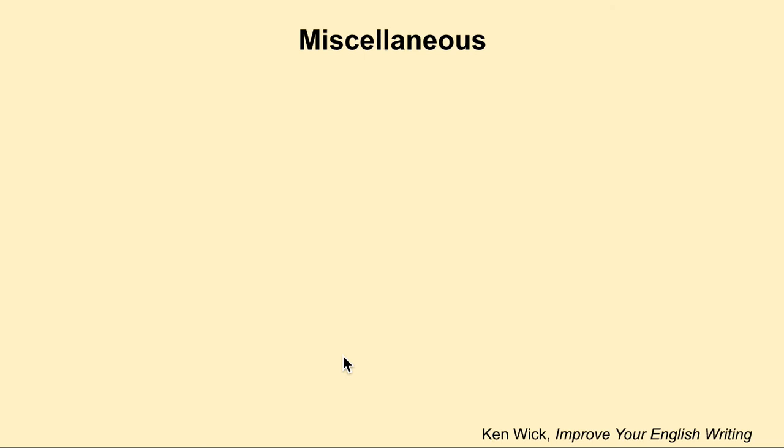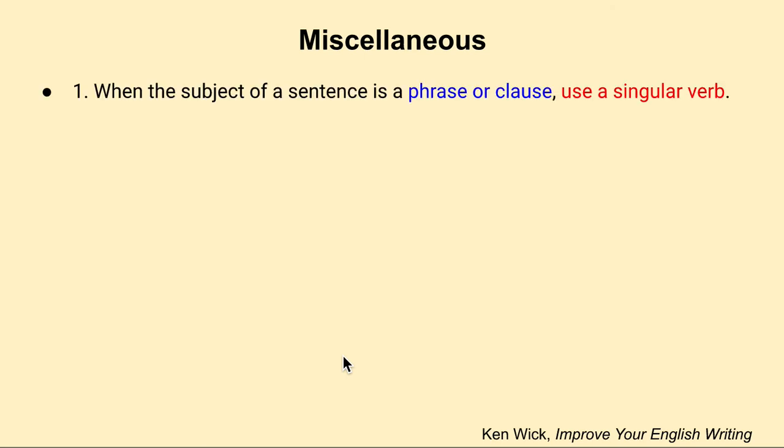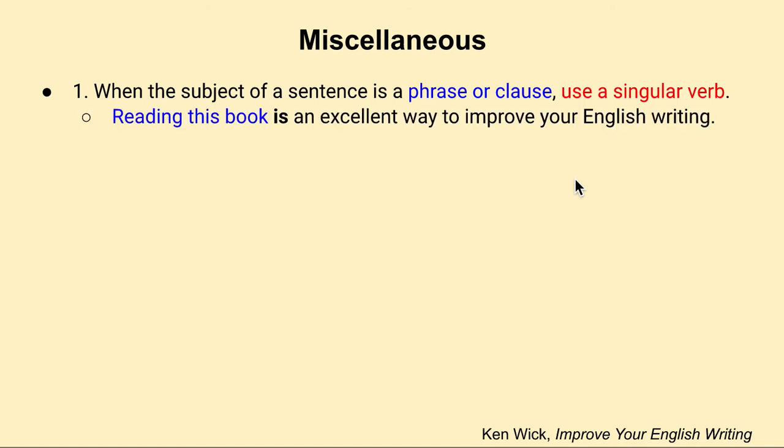Now let's just talk about two more miscellaneous topics. First is when the subject of the sentence is a phrase or clause, use a singular verb. So an example would be reading this book. So reading this book is a subject. Then we use a singular verb. Reading this book is an excellent way to improve your English writing.